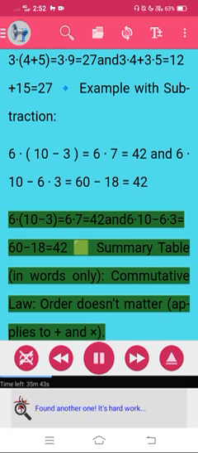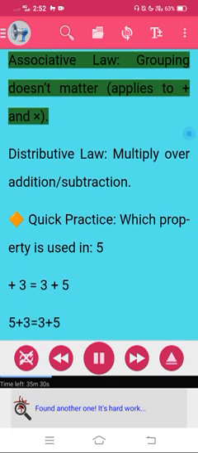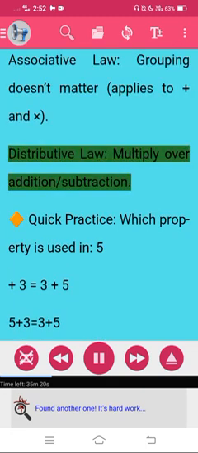Summary table, in words only. Commutative law: order doesn't matter, applies to plus and times. Associative law: grouping doesn't matter, applies to plus and times. Distributive law: multiply over addition and subtraction.